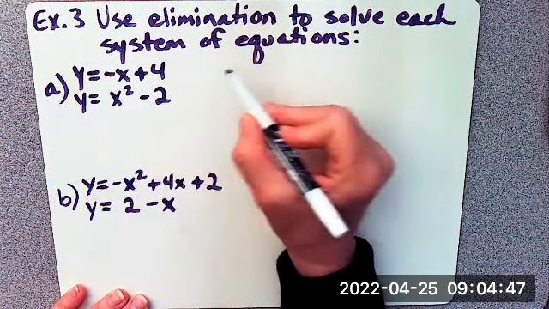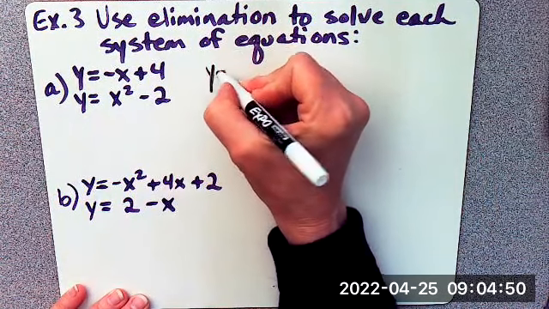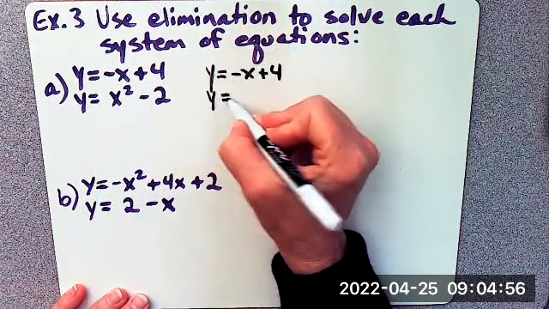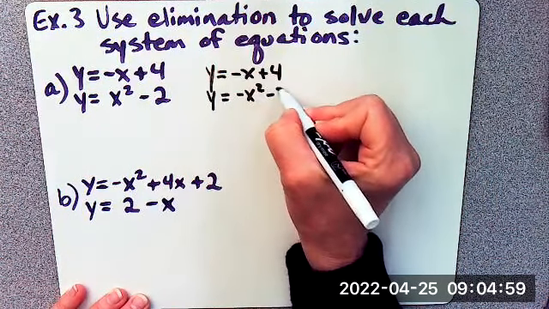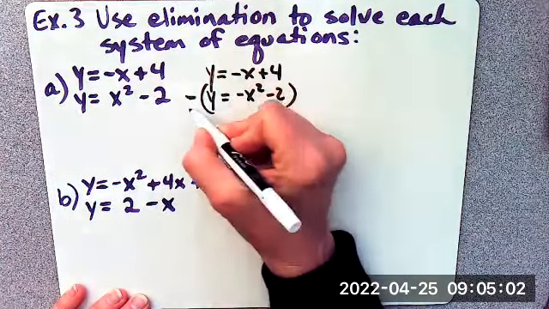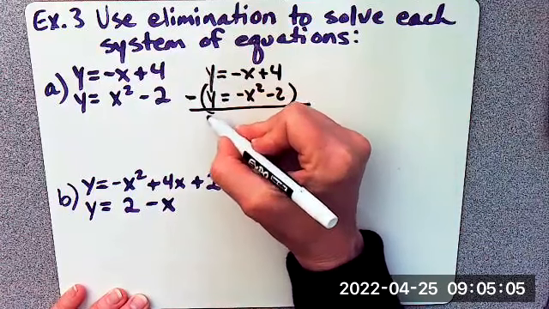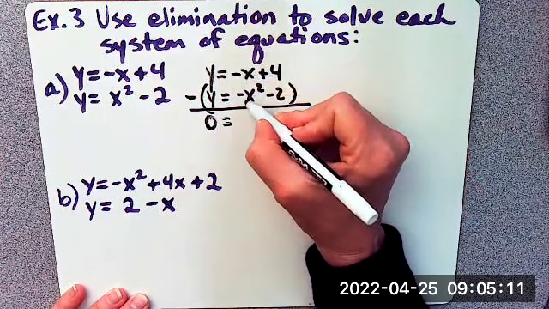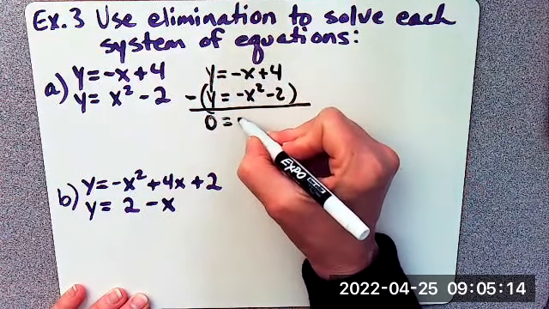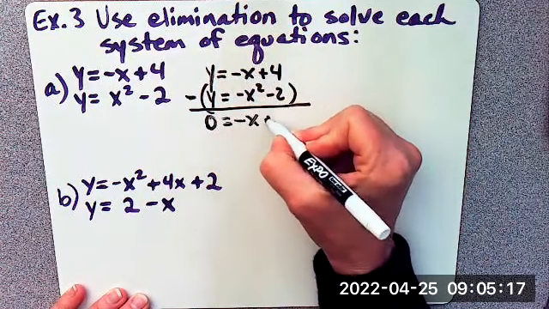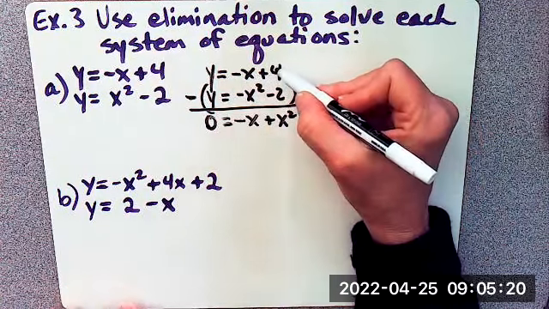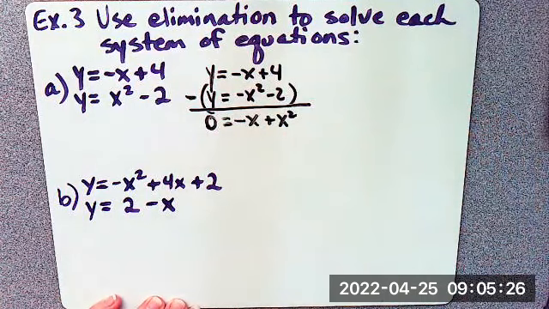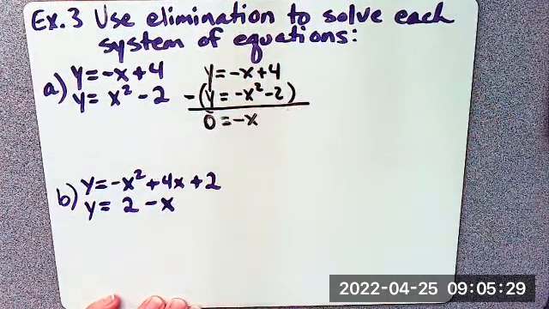So if I have y equals -x plus 4, and I have y equals -x² minus 2, I'm going to take this whole equation and subtract it from the top. So y minus y is 0. And then I have -x minus a -x, which would be -x plus x². And then a 4 minus a -4. Maybe I should write that one out. So that might be a little crazy for you to follow.